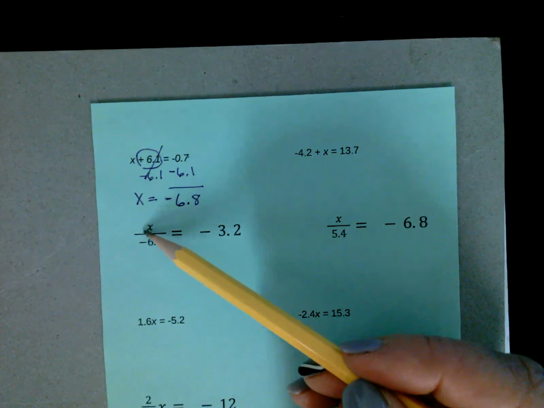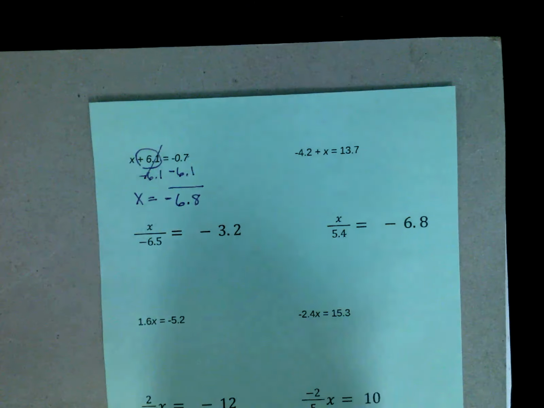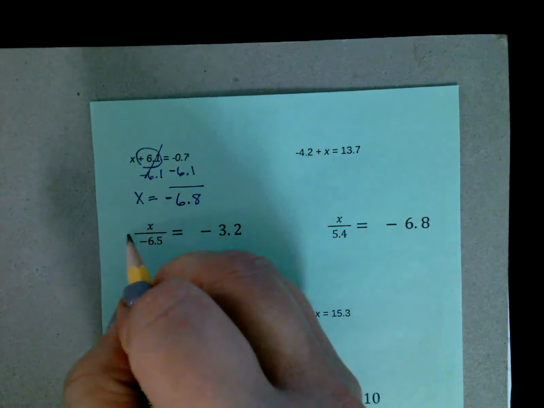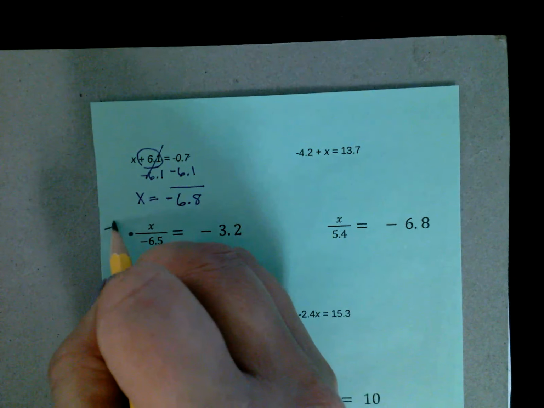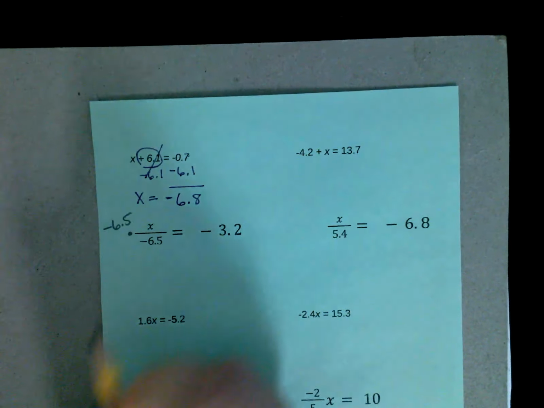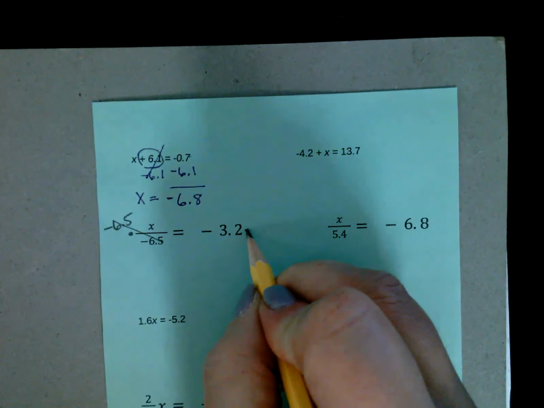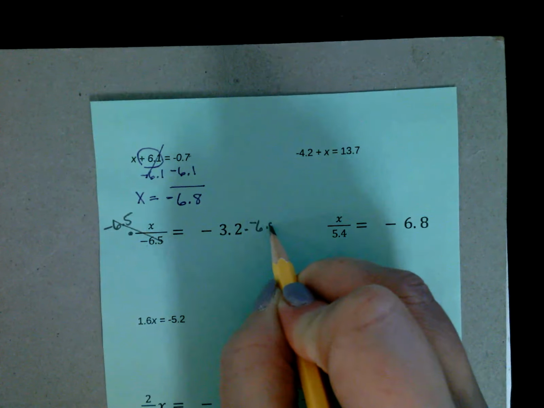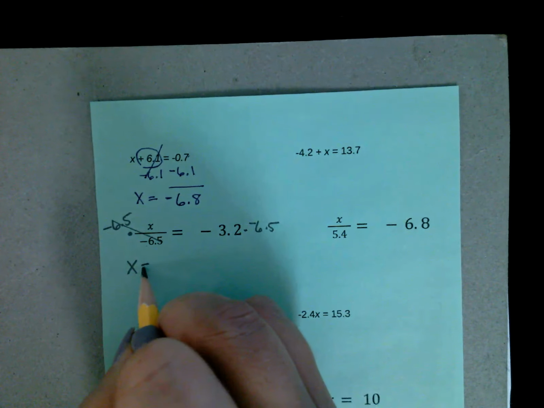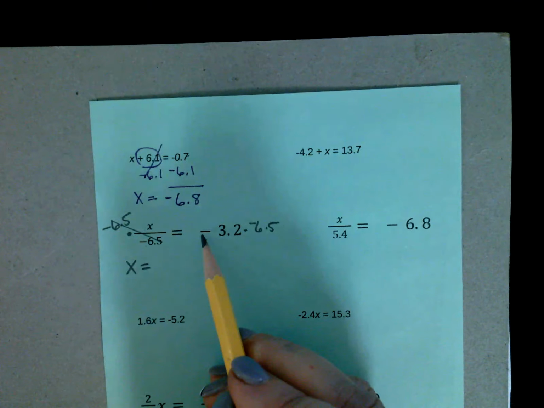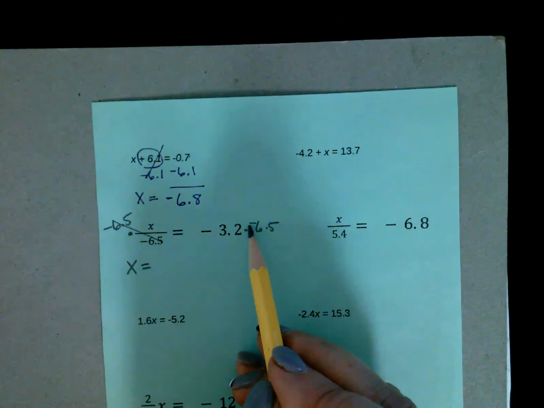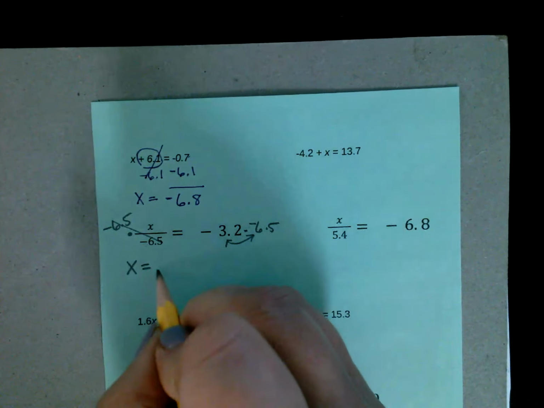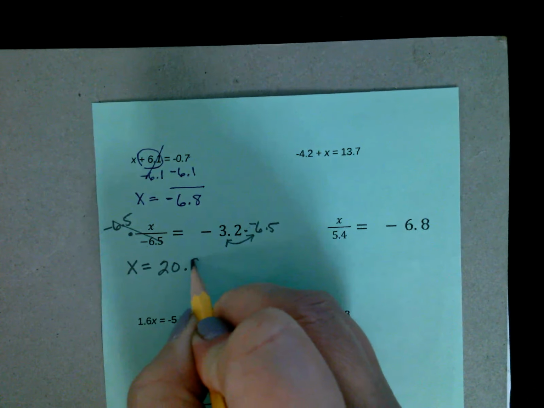Now we have the variable part of the fraction. That means this is a division problem. To undo that, we would have to multiply, and I'm going to multiply by negative 6.5. I used my calculator earlier. Negative times negative is positive. When I multiplied those two numbers together, I got 20.8.